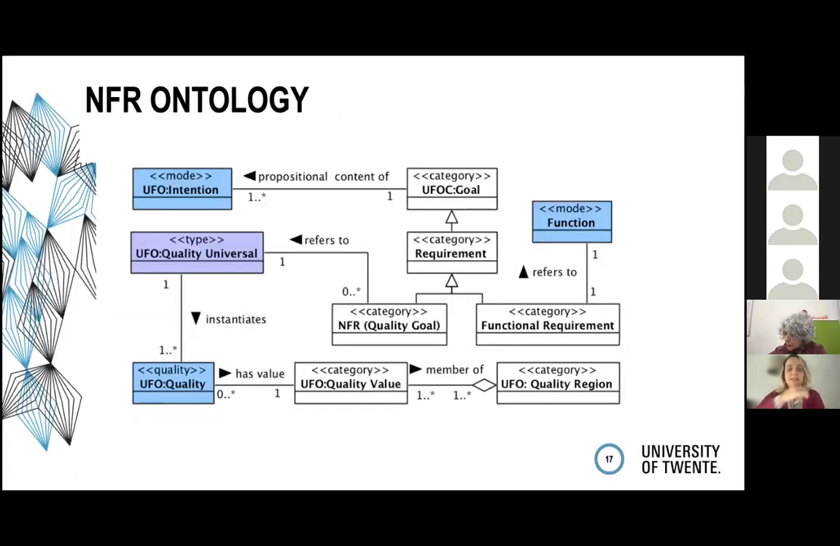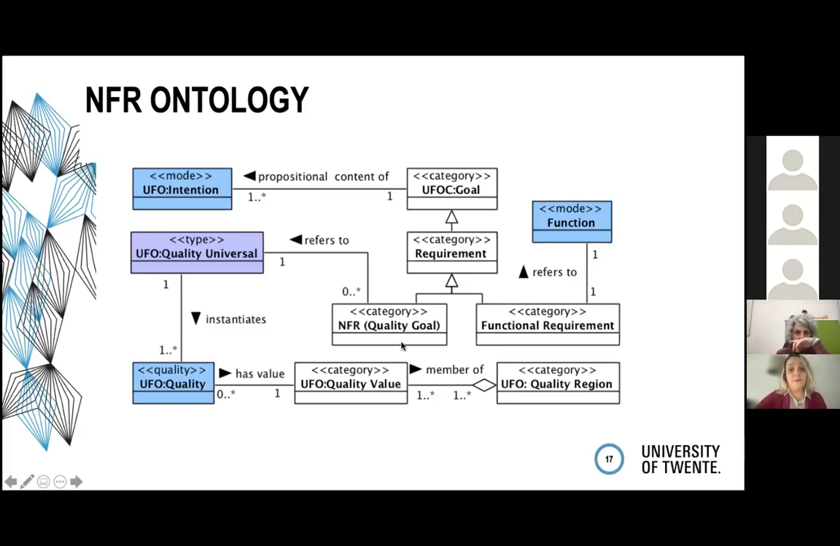Now, revising the ontology of non-functional requirements, the important thing here is to understand that we view a requirement as a goal. So it's also connected to an intention of a stakeholder. So the stakeholder aims for the system to accomplish a particular goal. And this requirement can be non-functional or functional. In case it's functional, it refers to a function, to something that the system does. And we also see a function as a kind of disposition.